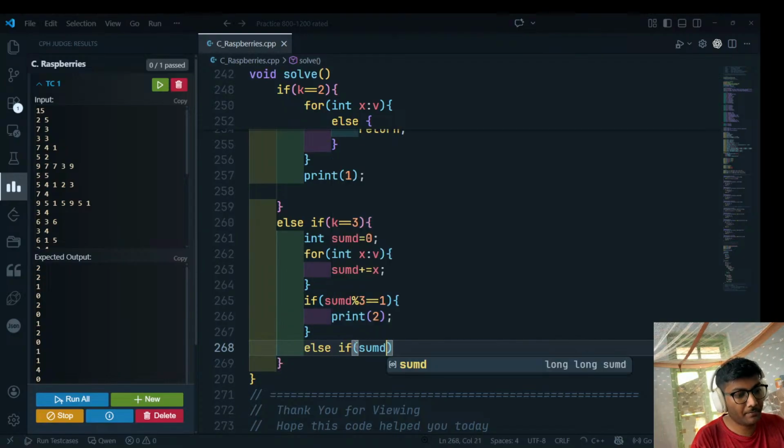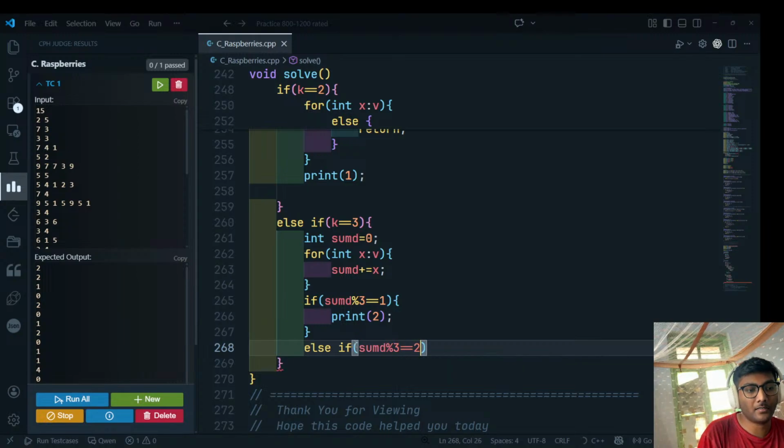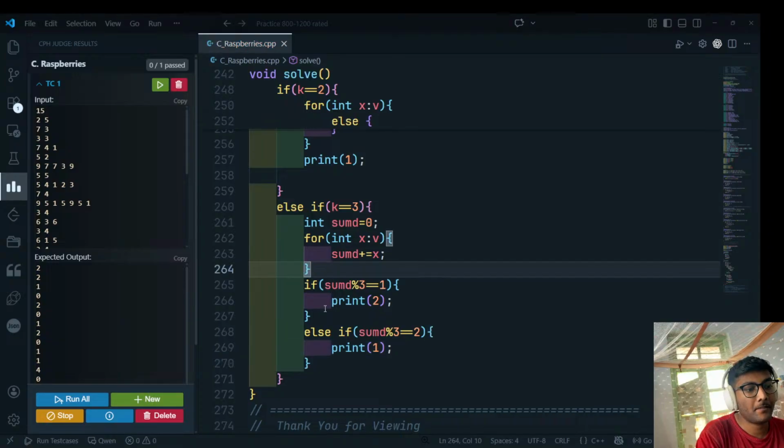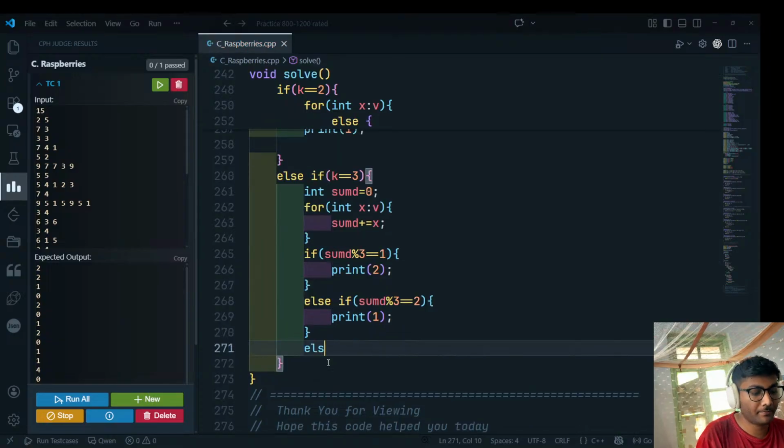Sum d modulo 3 equal to 2. In that case, I have to print: if it is 0, I print 0. If it is 1, I print 2. If it is 2, I print 1. Right. Otherwise, print 0.